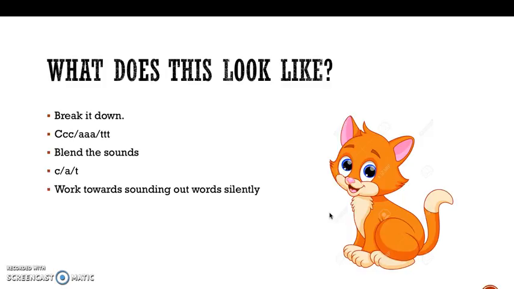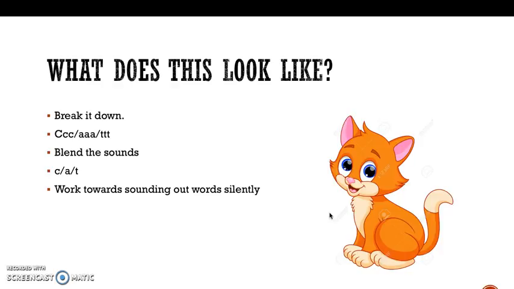So what does this look like? You're going to break it down. If you show them a picture of a cat, you're going to start by segmenting the sounds and saying k, at, and you're going to have them say the sound until they reach the next one. Then you're going to blend the sounds.